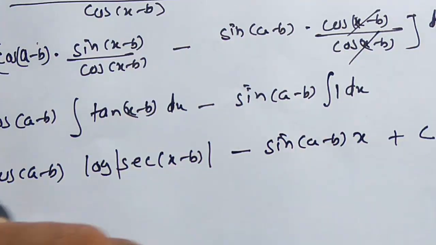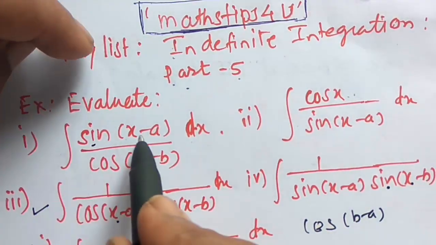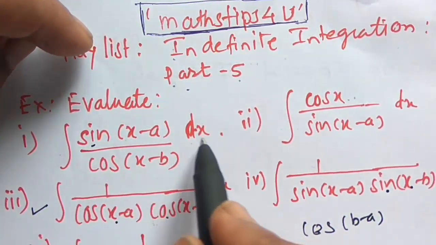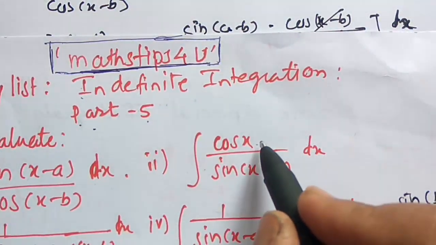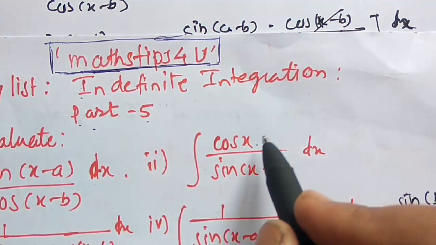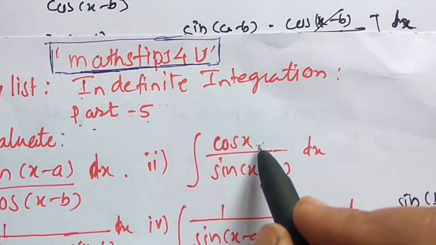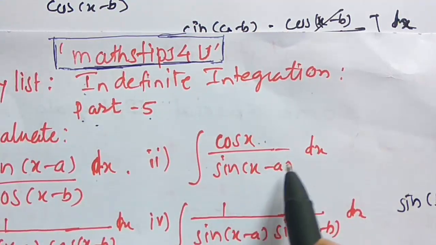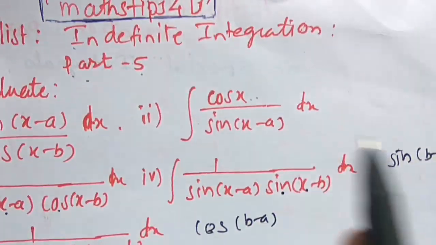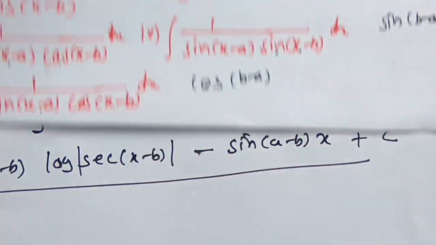So, this is the answer of the example sine of (x minus a) upon cos of (x minus b) dx. In the second example, you can add a and subtract a and apply the formula cos of (a minus b), that is cos a cos b plus sin a sin b, and divide by sin of (x minus a). So, you can evaluate similar to this example.